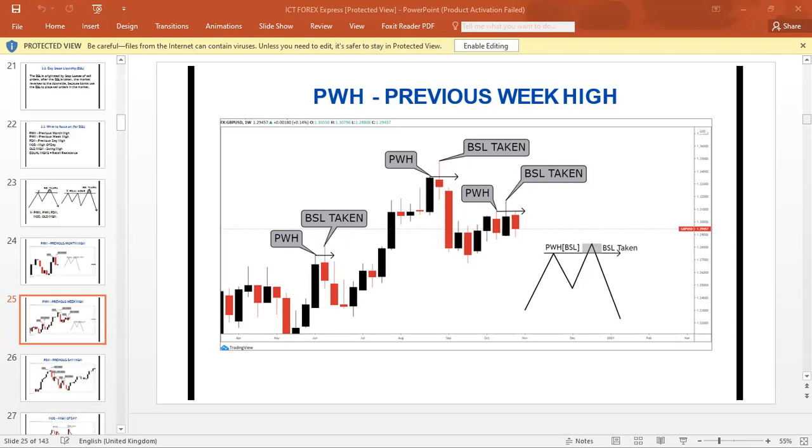The areas we will be focusing on to find this liquidity include the previous monthly high, previous weekly high, previous daily high, high of the day, and old highs. Those are the areas we'll be looking at to find where the liquidity is sitting, where the majority of this liquidity is placed.